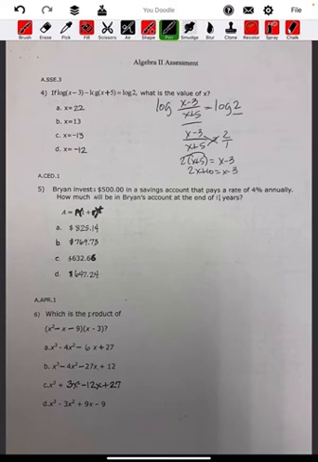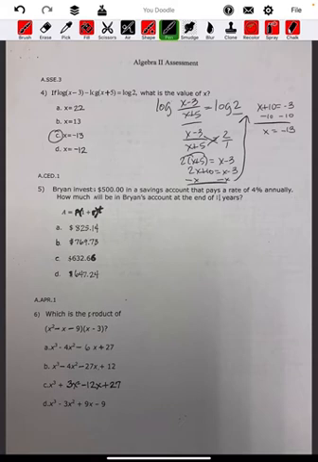I want a positive x, so what I'm going to do is subtract x on the right and bring it to the left. And that's going to give me x plus 10 equals negative 3. And I'm going to subtract 10 from both sides and get x equals negative 13. So the only option that says x equals negative 13 is option C.